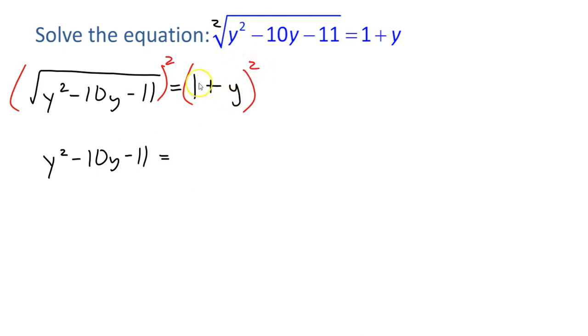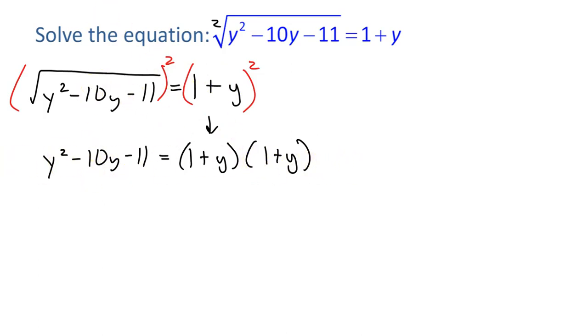Remember, I cannot distribute that power. This right here becomes (1 plus y) squared. You cannot distribute that power because of that little plus operator right there, that stops it. Had this just been multiplication or division, I could do that. But because there's a plus, or maybe a minus in there, I cannot. So this side is fine.